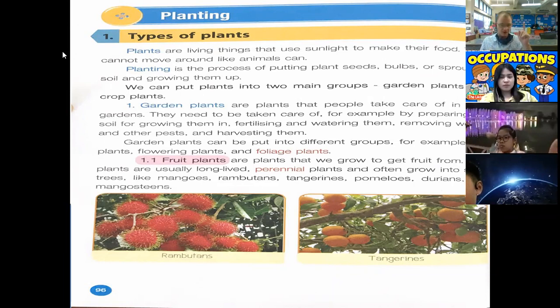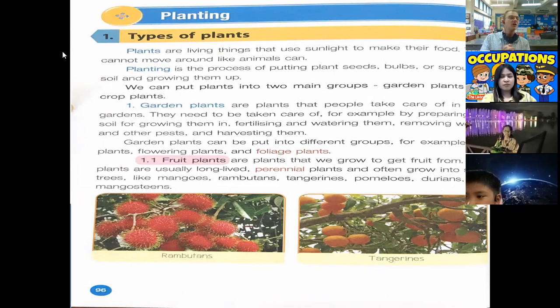So, types of plants. Plants are living things that use sunlight to make their own food. So they don't move around like animals. They just stand there in the sun producing their own food. But planting is the process of putting plant seeds, bulbs or sprouts in the soil and growing them up. We can put plants into two main groups: garden plants and crop plants.